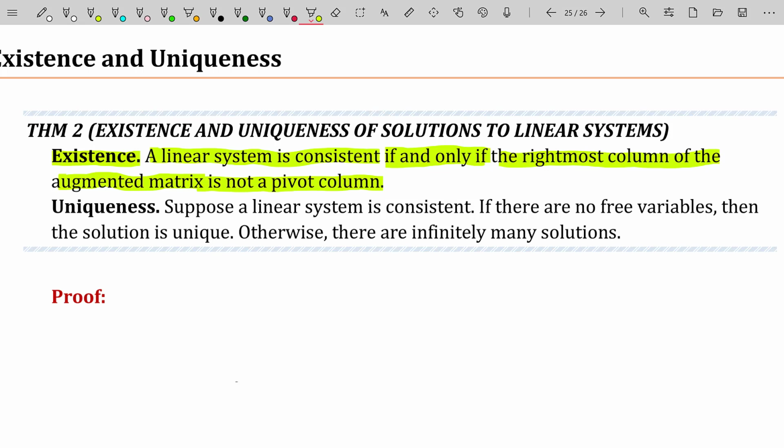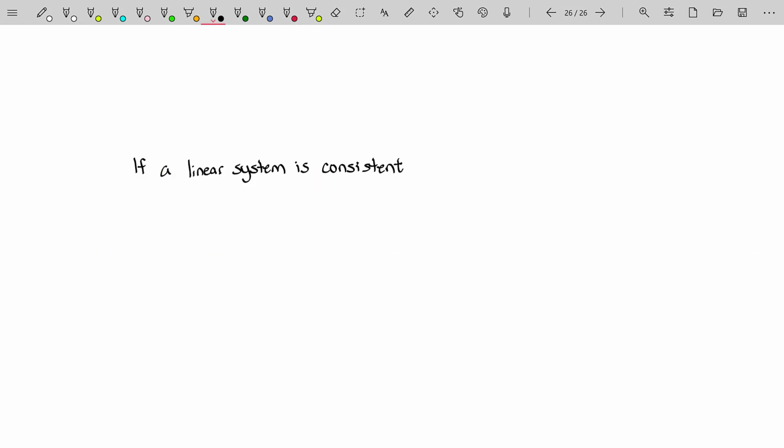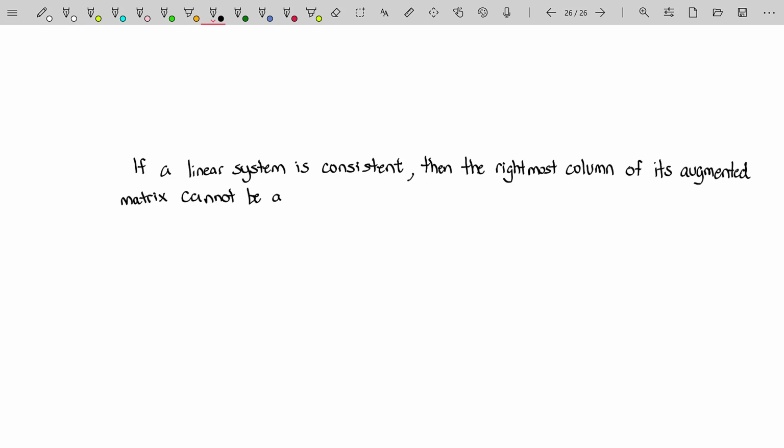So diving into this a little bit, this is telling us that if we have a consistent linear system, a system that has at least one solution, it could have an infinite number of solutions, or it could only have one. But the fact is, it at least has one solution. If that's true, then what this theorem is stating is the rightmost column of its augmented matrix must not be a pivot column. And we'll talk about the reason why that is true in a little bit, but I just want to get that first part of the bijection stated cleanly.